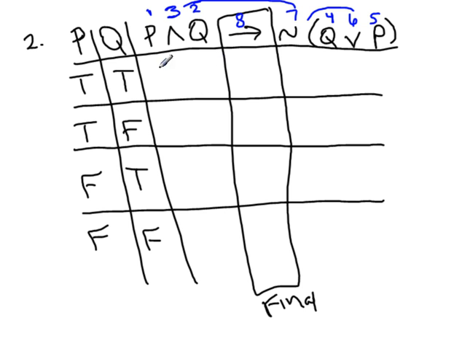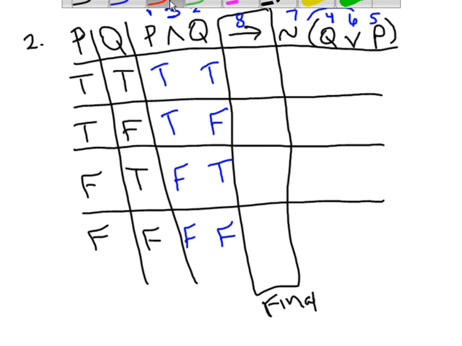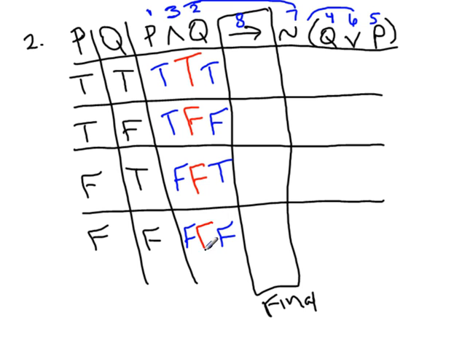Column 1 is P, so that's going to be true, true, false, false. Column 2 is Q. Well, that's true, false, true, false. And now you want to evaluate your AND. Okay, so my AND, remember the song, true and true is true, all else is false. So here's a true and true. No other true and trues, so the rest are false.